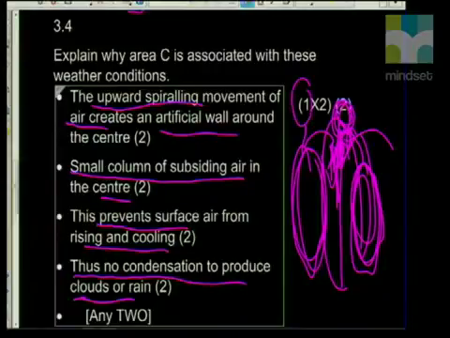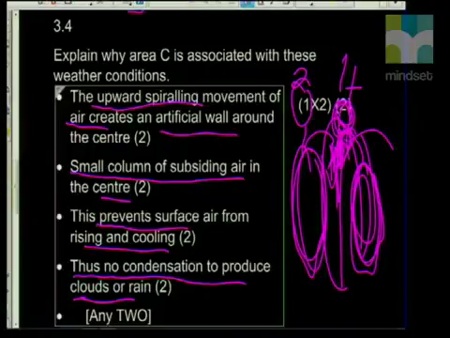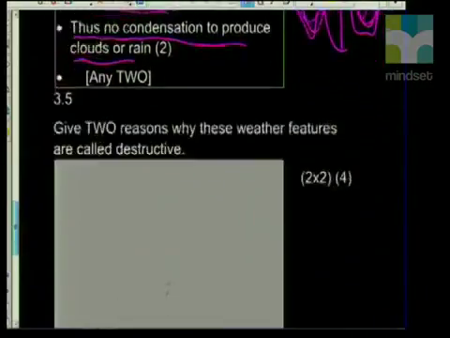Of course, any 2 would give you the marks. This was in a paper, please note. Sorry, I changed it. It should have been 2 times 2 equals 4, which would have given you 2 marks for each explanation. All right, let's look at the next question.